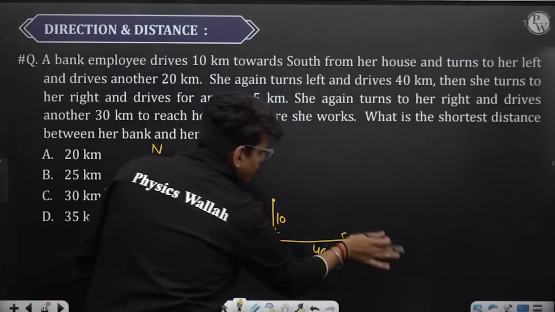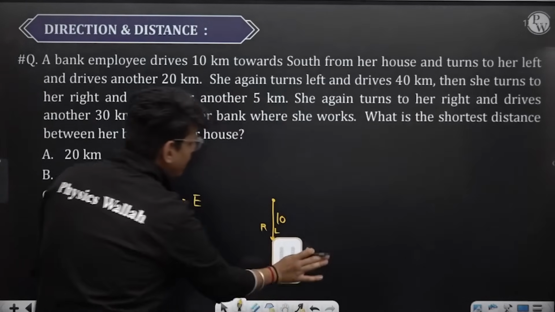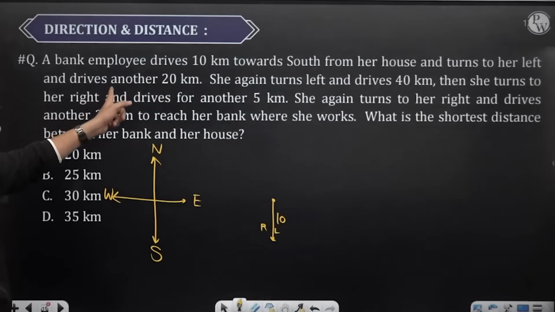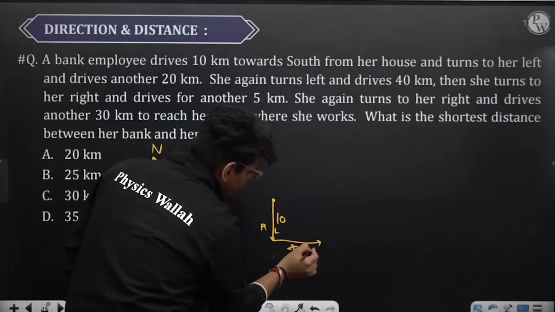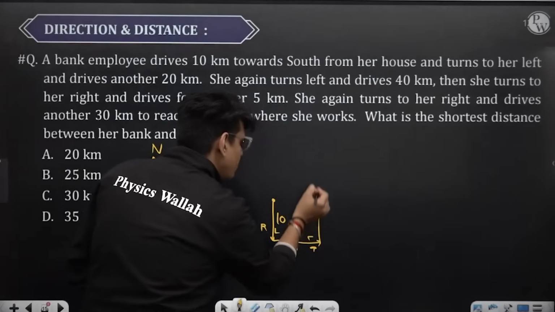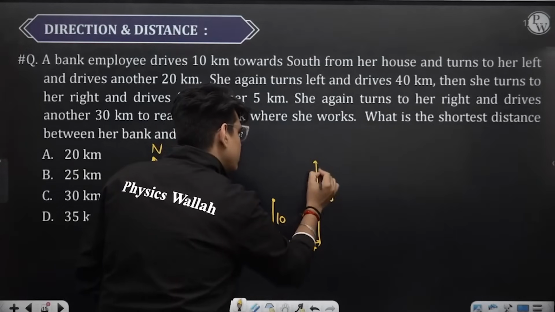So sorry, I missed a turn, right? After 10, she is taking left and moving 20. Left and moving 20. Now this is right, this is left. Again left and moving 40. Okay, now this is right, this is left.